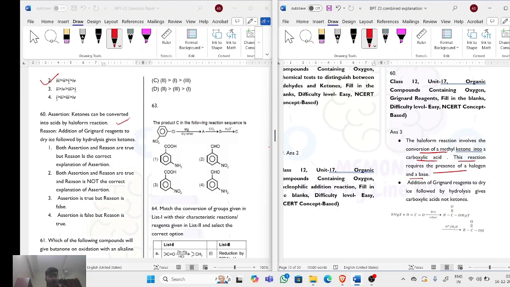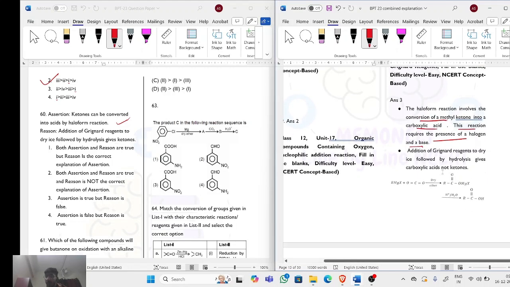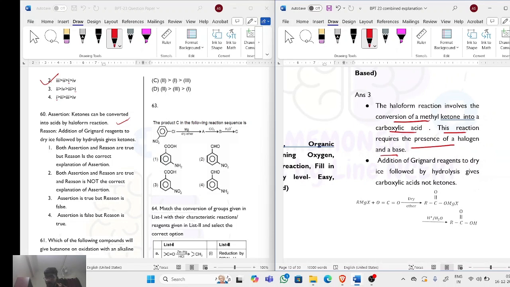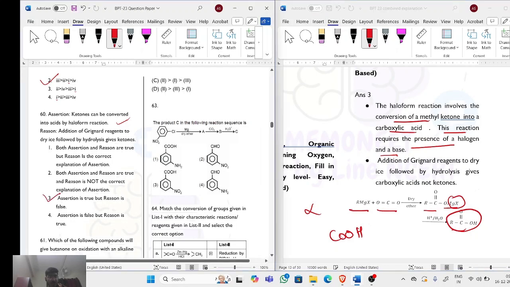The reason: the addition of Grignard reagent to dry ice followed by hydrolysis gives ketones. But here the addition of Grignard reagent to dry ice followed by hydrolysis gives carboxylic acid, not ketones. The reaction is given here. First we have RMgX, then dry ice. In the presence of dry ether we have the Grignard reagent, then RCOOMgX will form. Then this MgX group will leave and the COOH group will form. So a carboxylic acid will form, ketones will not form. So the reason is incorrect. So the assertion is correct and the reason is incorrect. So option C will be our correct answer.